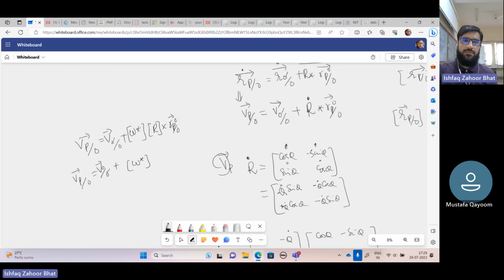What is this R times RP O dash? This is RP with respect to O dash, isn't it? R times this. So many times we added this. Yeah, RP O dash.